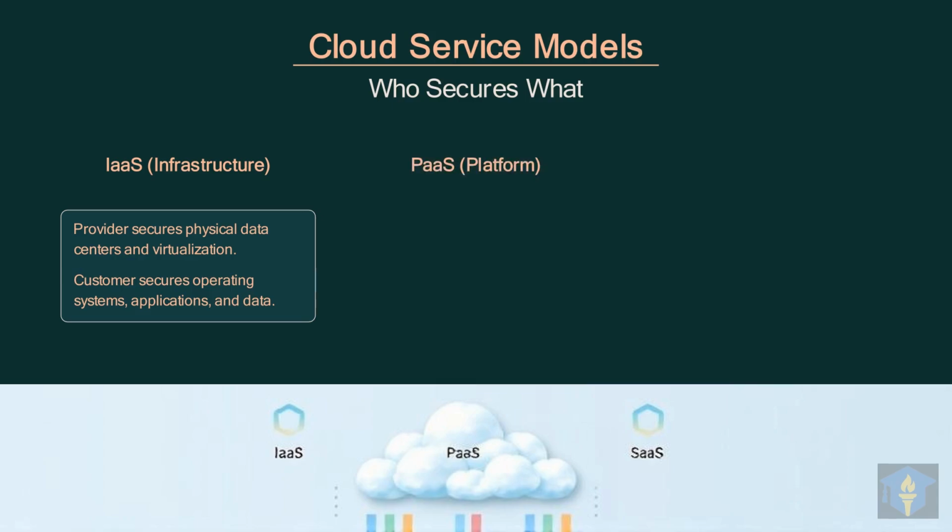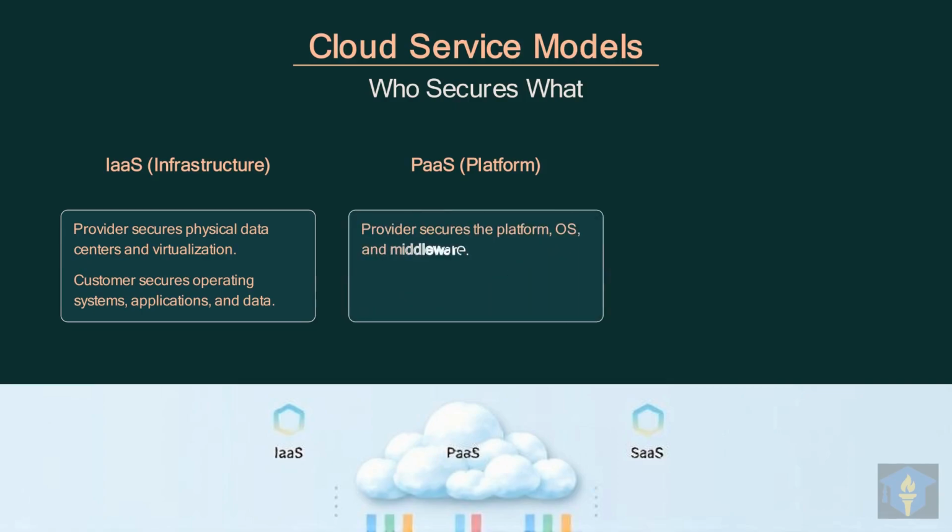Next, let's look at Platform as a Service, or PaaS, which offers a development and deployment environment. In PaaS, the provider secures the platform itself, including the operating system and middleware components. Your responsibility as the customer is to secure your application code and the data it processes.